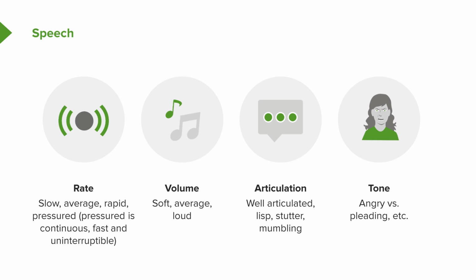Volume can be described as soft, average, or loud. And articulation can be described as well articulated, lisp, or a stutter, or they might be mumbling. Or also you could describe the tone. Are they angry? Are they pleading? Do they sound happy, content? So these are all important clues to what could be the kind of mental health problems or psychopathology that is going on with the patient.